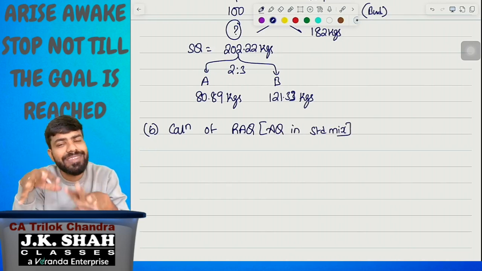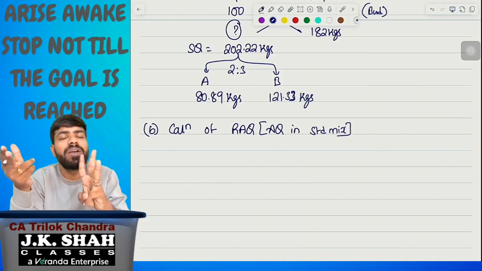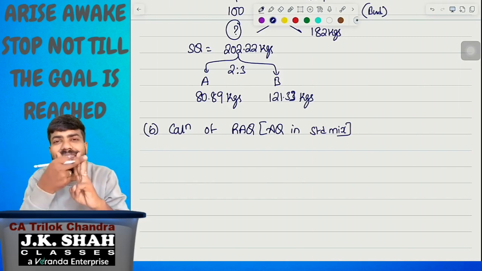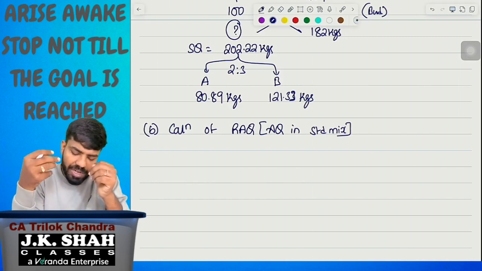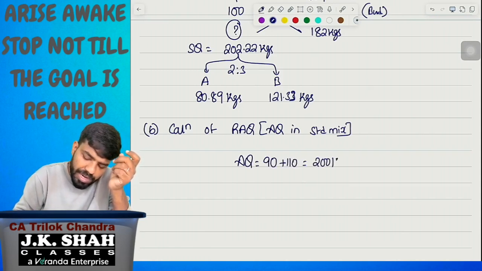See, why are we doing all this calculation? To calculate three variances: how much variance is because of price, how much because of quantity, and how much because of mix. RAQ stands for revised actual quantity. How much is the actual quantity? 90 kgs of A plus 110 kgs of B, which equals 200 kgs.